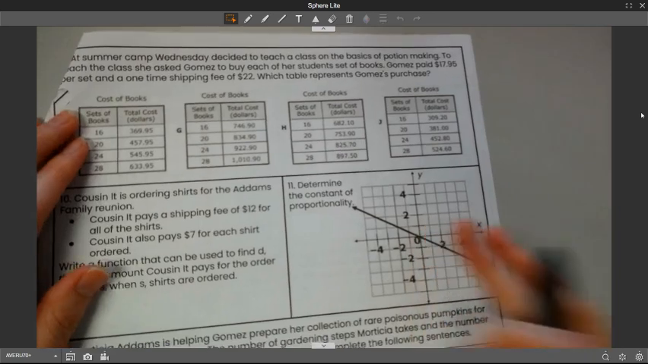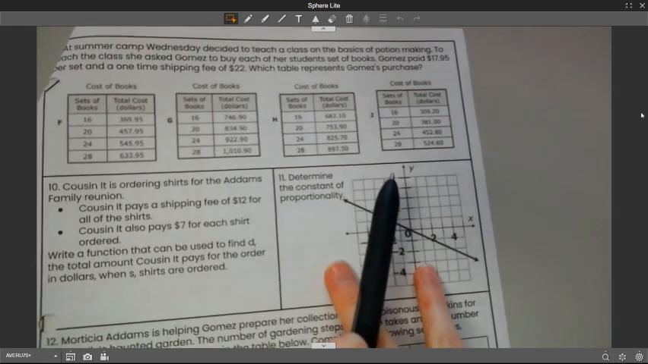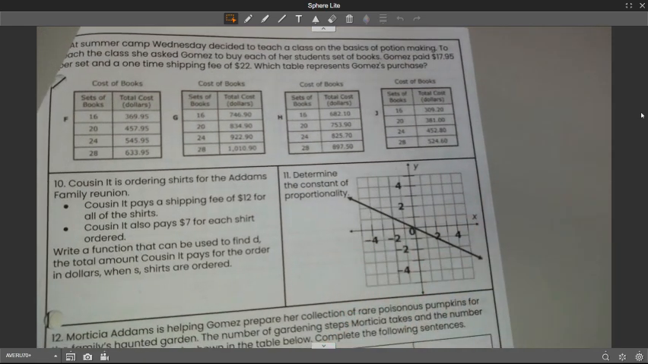All right. At summer camp, Wednesday decided to teach a class on the basics of potion making. To teach the class, she asked Gomez to buy each of her students a set of books. Gomez paid $17.95 to order a set and a one-time shipping fee of $22. Which table represents Gomez's purchase?